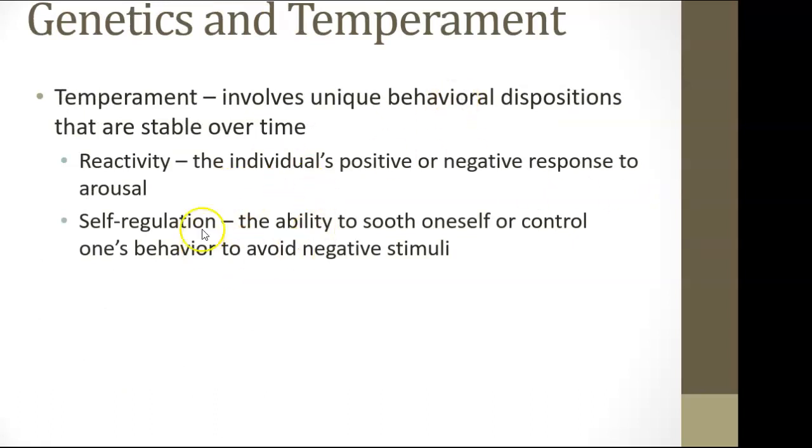Genetics and temperament. So temperament is something that is your temper, your behavior. It usually involves unique characteristics that are stable over time and you can typically begin to see this in infants, either really calm or high strung, or extroverted or introverted, how highly they react, their arousal for positive and negative interactions, and also their ability to self-regulate or calm themselves down. Temperament seems to stay relatively stable throughout time.